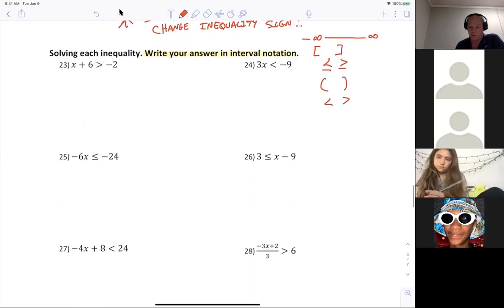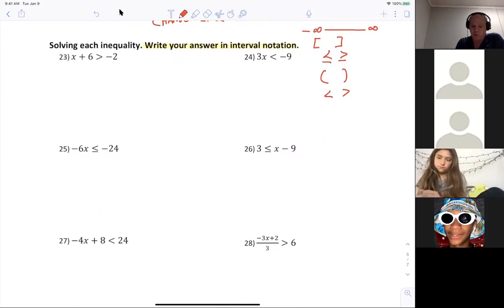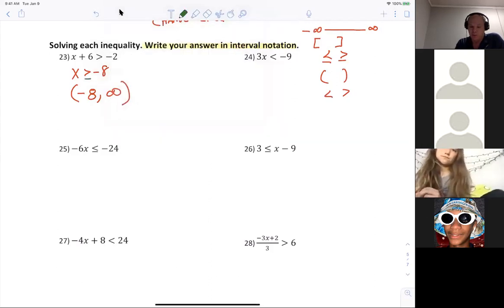Starts out really simple. We're just subtracting 4. So we say x is greater than negative 8. So if you're greater than negative 8, you're starting at negative 8, and you're heading to where? Infinity. And you have to remember, infinity is an idea, so we can't ever reach infinity. That's why it's a parentheses. Now, just to make sure I'm clear here, guys, if this was an equal to, this would be the what? This would be the bracket. But it's not, so it's a parentheses.